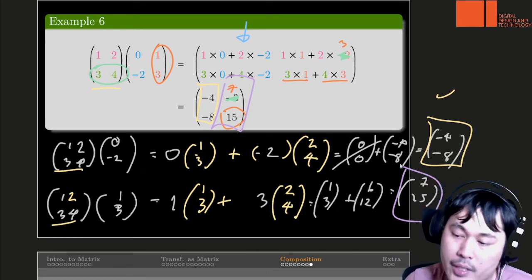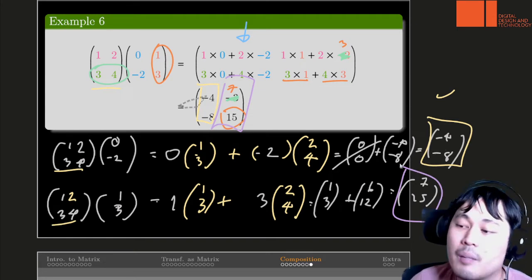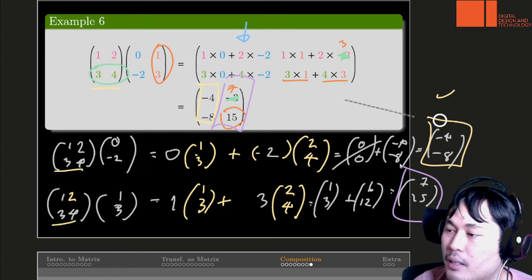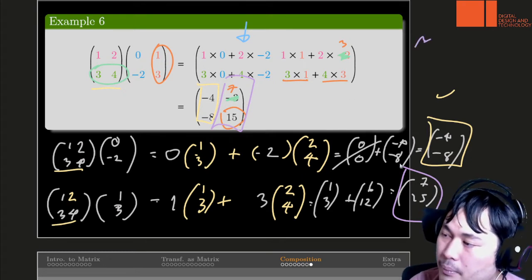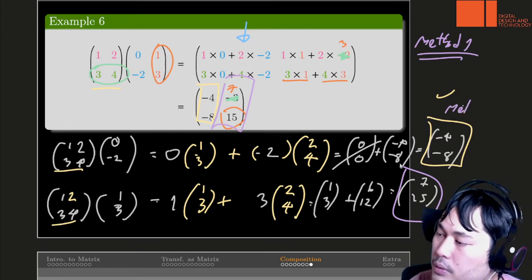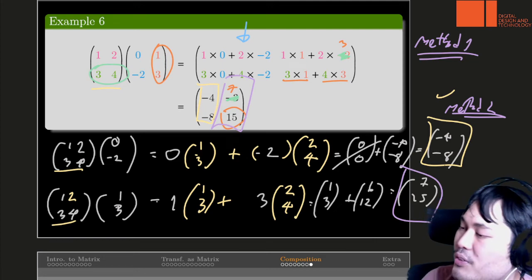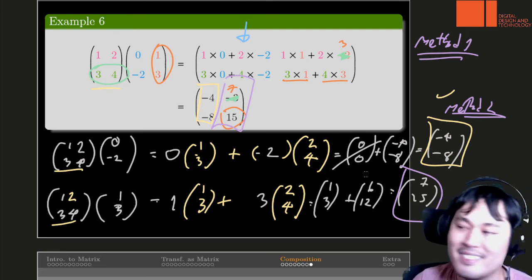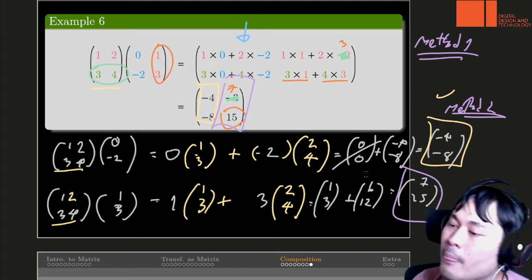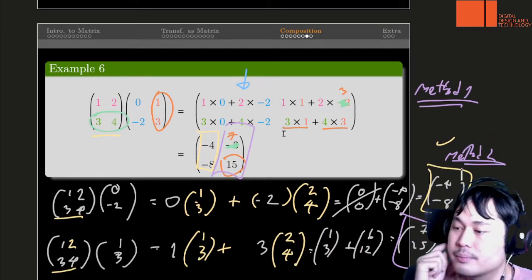So this is one way you split the task into two smaller tasks, so that you can compute each of the columns separately. But again, this is method 1. This is method 2. Use your favorite method. Okay, so that's the way you multiply matrices together.